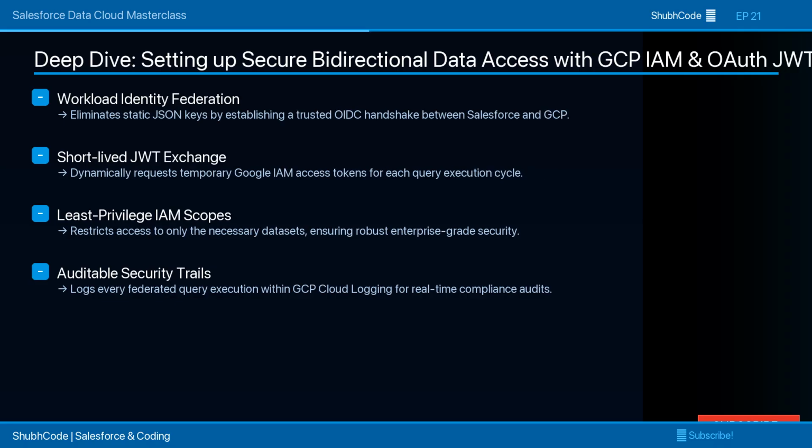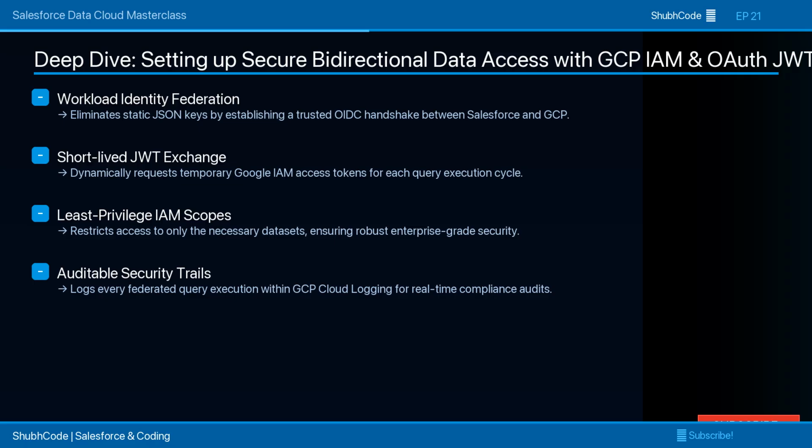Now, you might be asking, how do we secure this connection without exposing database credentials or long-lived API keys? As a master architect, your default answer must always be secure, keyless federation. We achieve this by establishing a secure trust relationship between Salesforce Data Cloud's Hyperforce infrastructure and Google Cloud Platform using Google's Workload Identity Federation. Instead of storing a service account JSON key inside Salesforce, we register Salesforce Data Cloud as a trusted OpenID Connect identity provider within your GCP console.